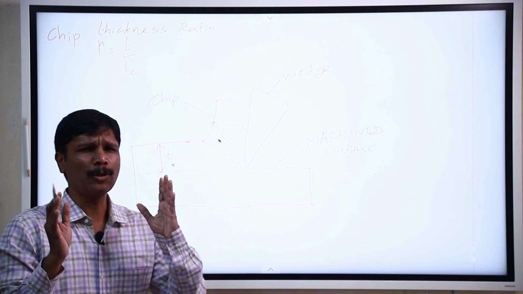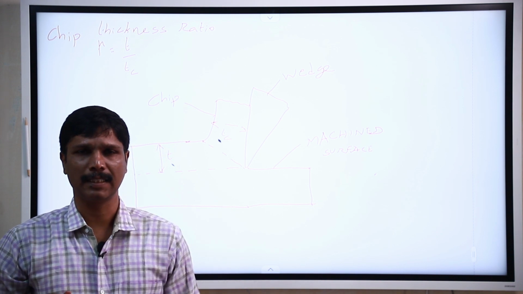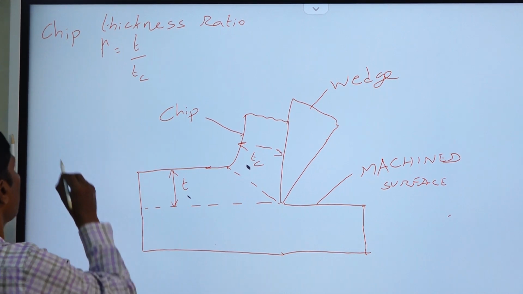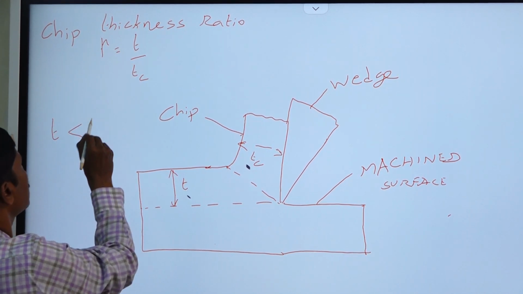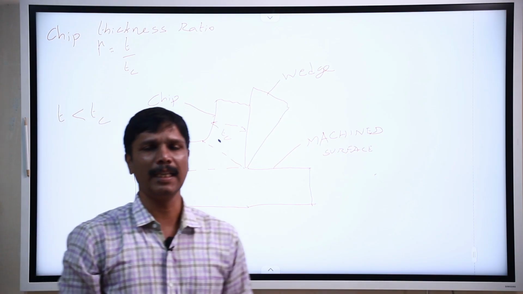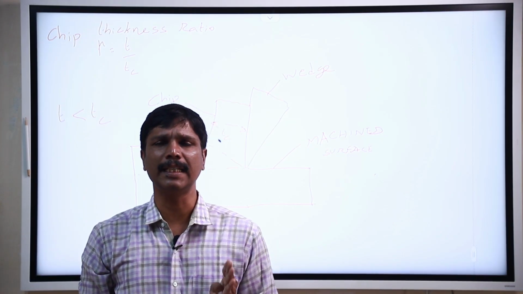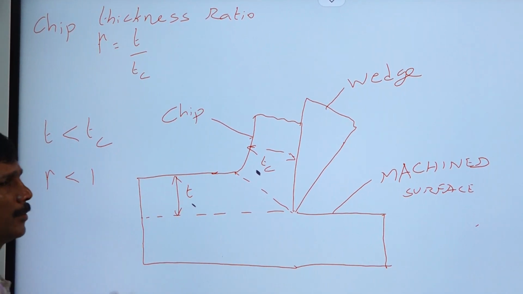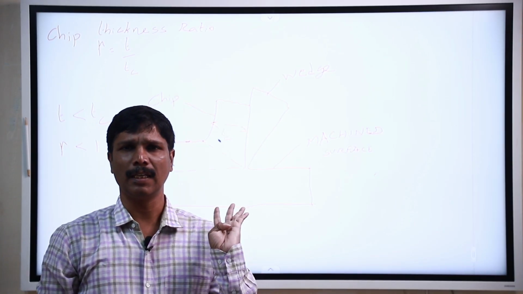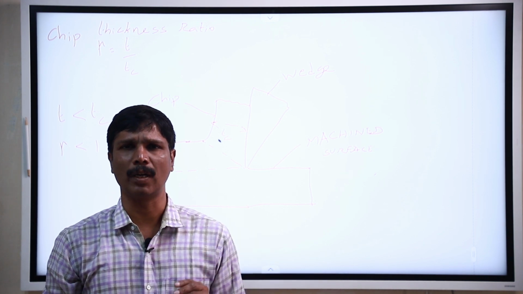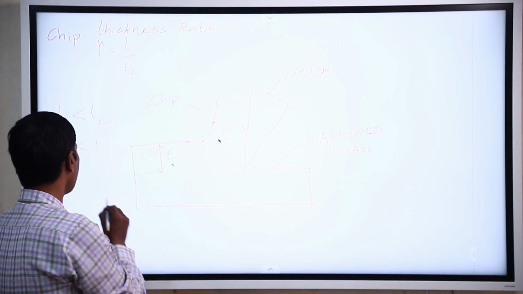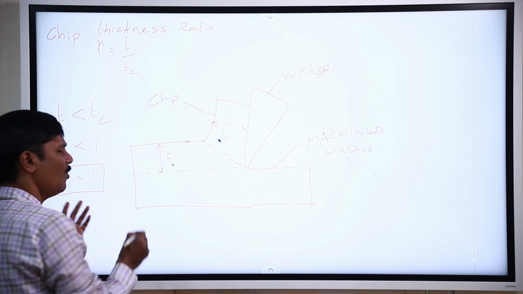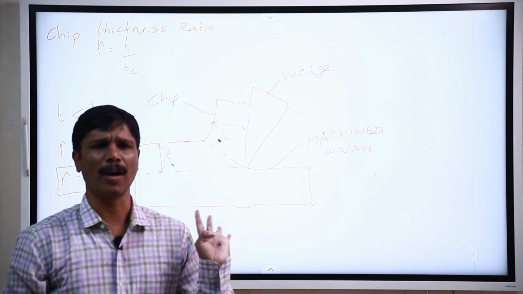When we have two variables, they have to be compared, as an engineer. So comparing, we find that t is less than tc. When t is less than tc, obviously r should be less than 1. So in metal cutting operations, in orthogonal cutting, r should be less than 1. For ideal conditions, in some cases, they may assume r equal to 1. For some problems, they will mention r equal to 1.